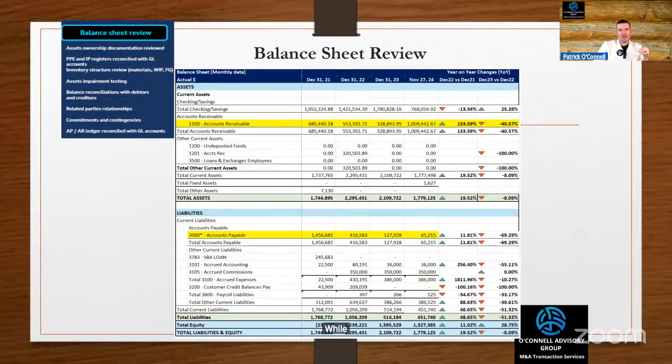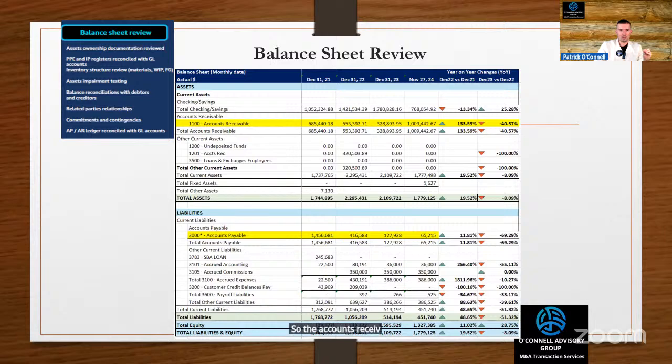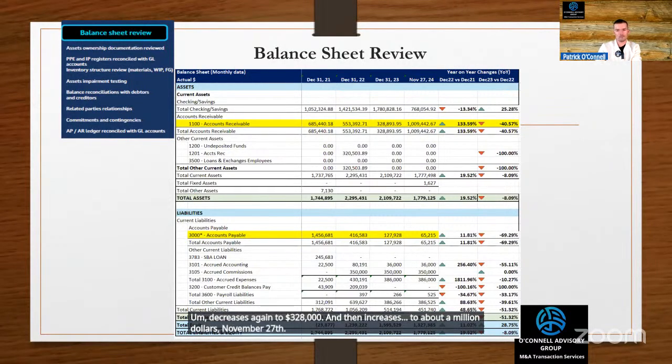While we're thinking hard about those questions, a couple key takeaways, and I've highlighted these to give you the answers and visuals. The accounts receivable looks like it goes from 685,000, drops down 12 months later to about 553,000, decreases again to 328,000, and then increases to about $1 million on November 27th, 2024.